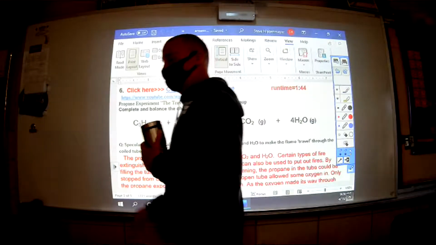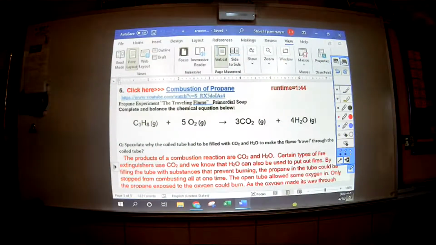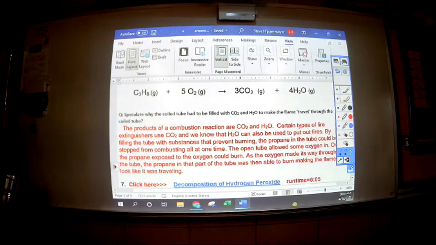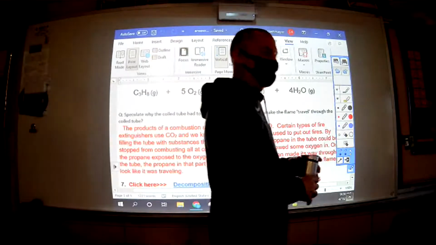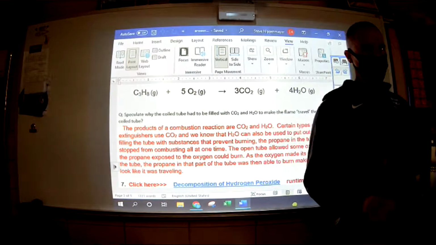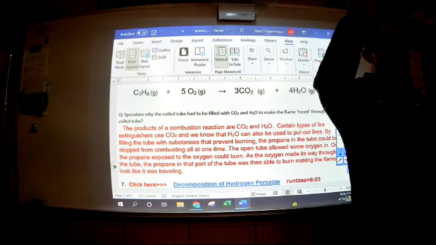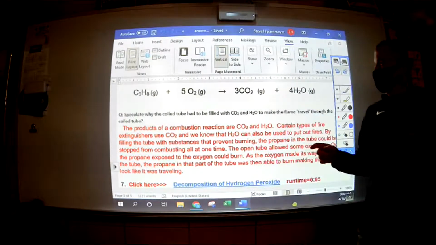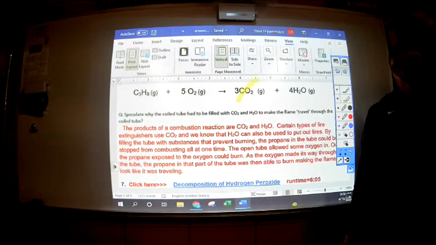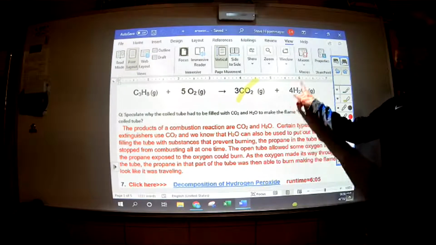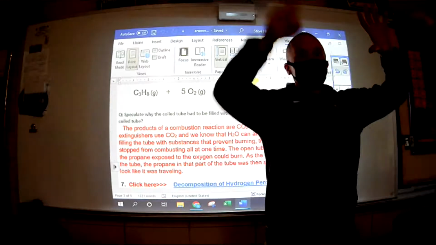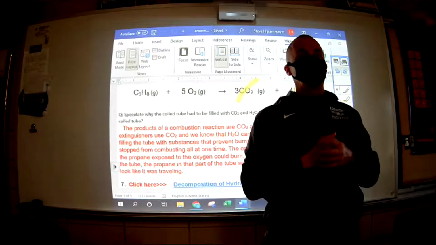When you are asked to explain why they filled the tube, in this one you were asked, why did they fill the tube with carbon dioxide and water vapor in that demonstration? It was a fabulous demonstration. If you didn't get a chance to watch it, watch it. Why was the tube filled with carbon dioxide and water vapor? Can carbon dioxide be used to put out a flame? Yes. Does water help smother flames and burning? Yes. So they filled the tube with stuff that keeps things from burning.